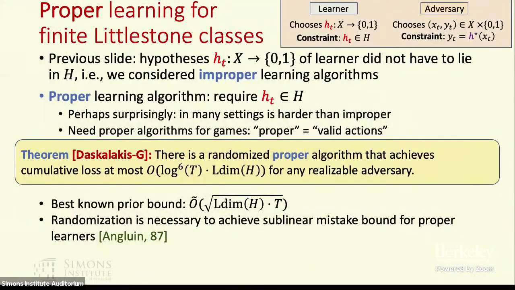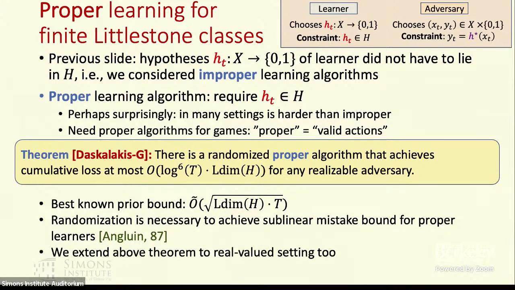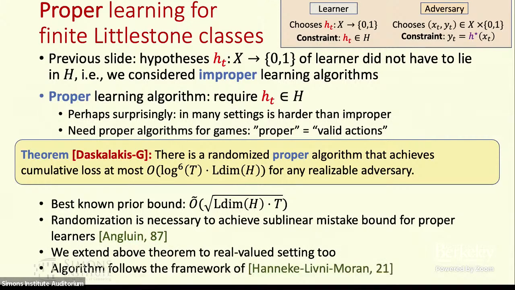Now, one other thing I'll mention is that randomization is actually necessary to get a sublinear regret bound for proper learning. So we can't make this thing deterministic. We also have an extension of this theorem to the real-valued setting. And finally, I'll note that the technique is fairly complicated. The algorithm is somewhat complex, but it follows the framework of Hanneke, Livni, and Moran. It's an explicit constructive algorithm in a certain sense.